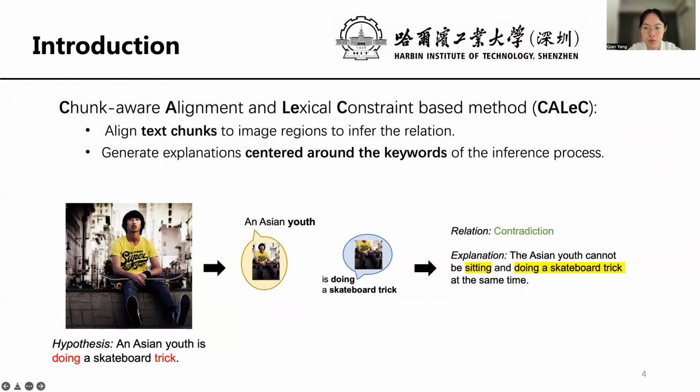To tackle the two problems, we propose a chunk-aware alignment and lexical constraint-based method, which can align the text chunks to image regions to infer the relation, and then generate explanations that are centered around the words of the inference process.